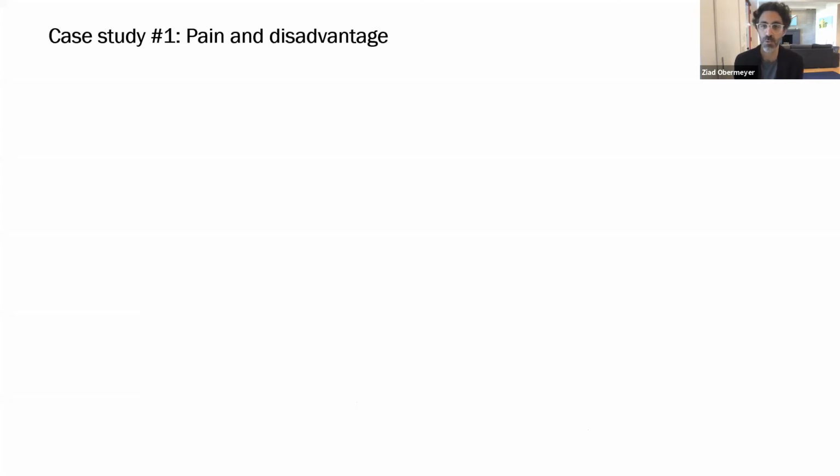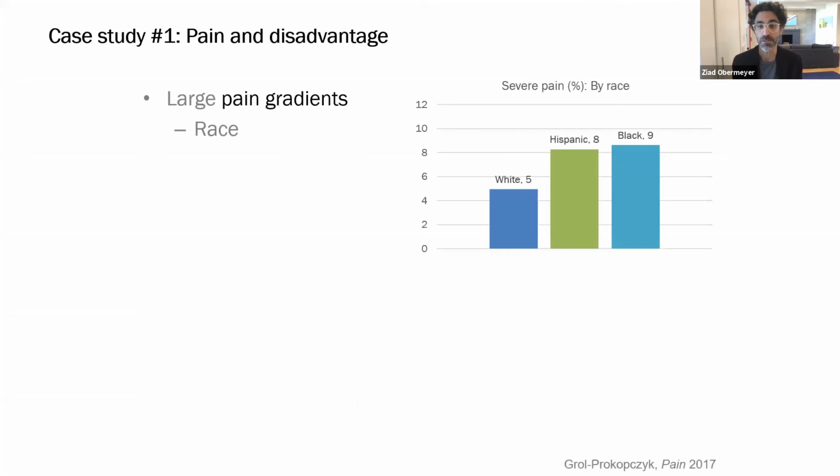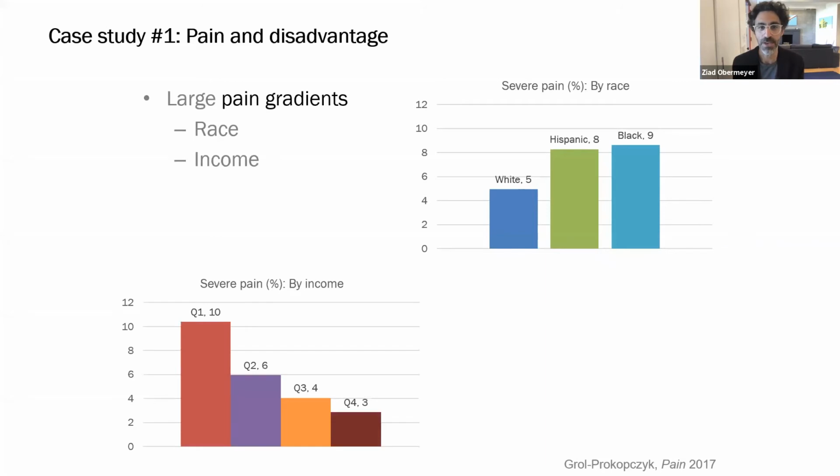So I want to start with one case study of two that I'll tell you about briefly, which is about pain. As the opiate pandemic has shown, there are just these enormous levels of pain in society, but that pain is not equally distributed. So if you look at surveys of patients about how often they've experienced severe pain in the past few days, rates among Black and self-identified Hispanic patients are twice as high as among white patients. You see similar gradients by income and by education.